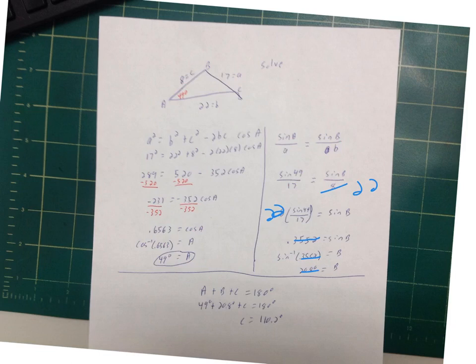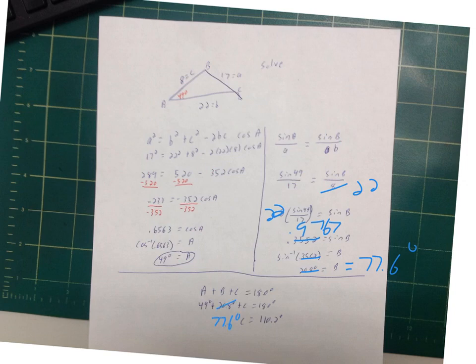So let's see, 22 times the sine of 49 divided by 17. Oops, I'll try it again. 22 times the sine of 49, close my parenthesis, divided by 17. I get 0.9767, and I want to take the inverse sine of that. So inverse sine, I get 77.6 degrees. So I come down here. That should have been 77.6 degrees.